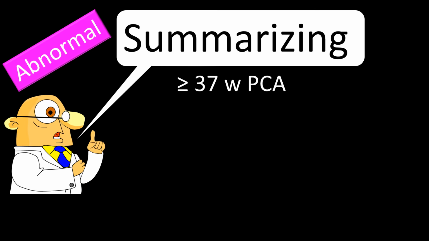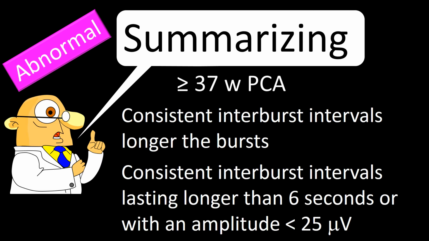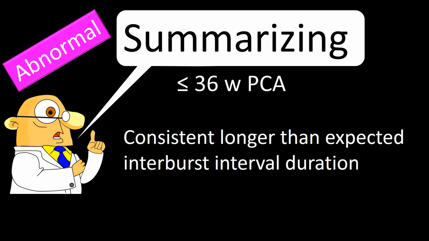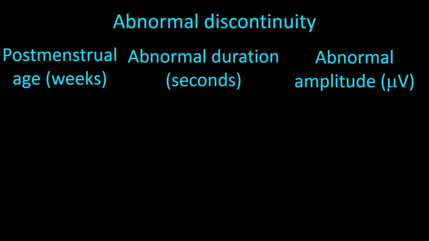In patients 37-week conceptual age or older, consistent interburst intervals longer than the burst is abnormal. Consistent interburst interval lasting longer than 6 seconds or with an amplitude of less than 25 microvolt is abnormal. In neonates of 36 weeks conceptual age or less, I use the following values.